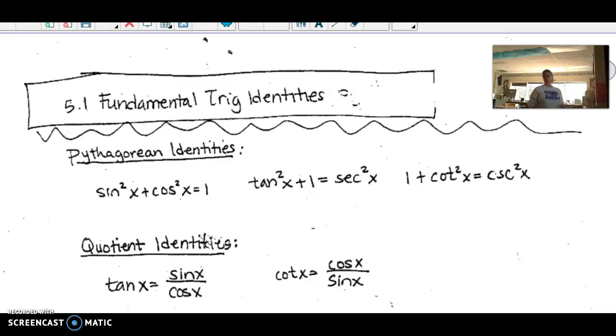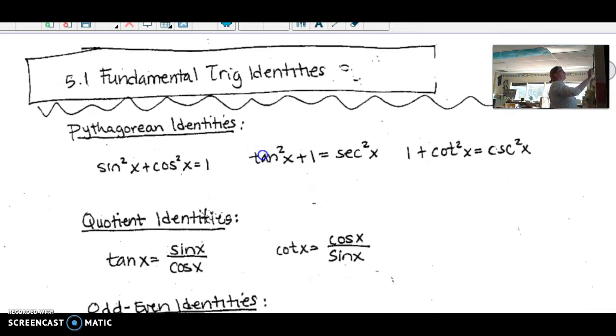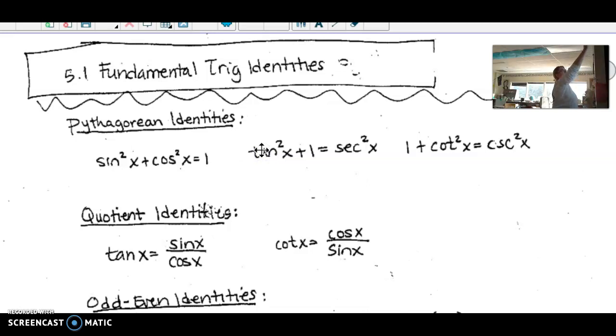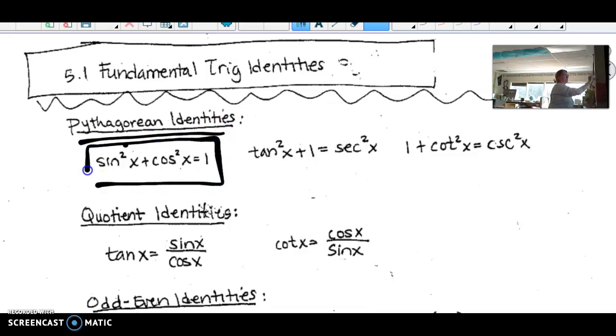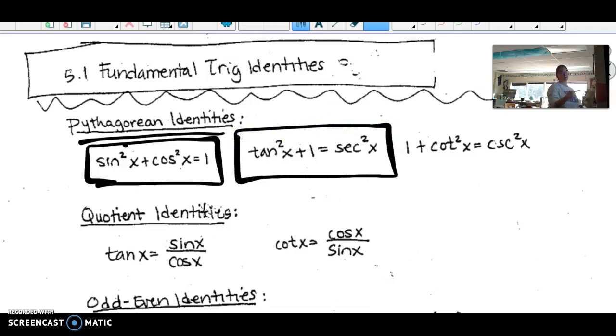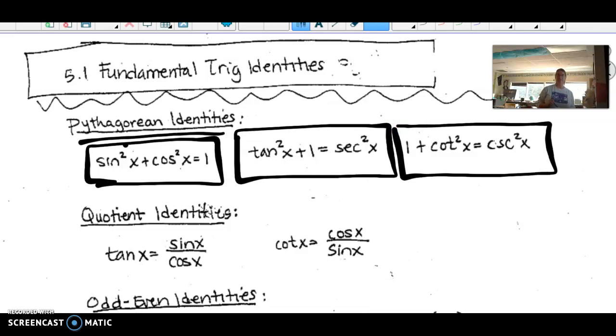So in 5.1, we're looking at fundamental trig identities, and a lot of these we've already covered to some extent. They should look familiar, hopefully. We've got your Pythagorean identities, which is sine squared x plus cosine squared x equals 1. And in just a couple minutes, I'm going to prove how this works. You've got tangent squared x plus 1 equals secant squared x. And then 1 plus cotangent squared x equals cosecant squared x.